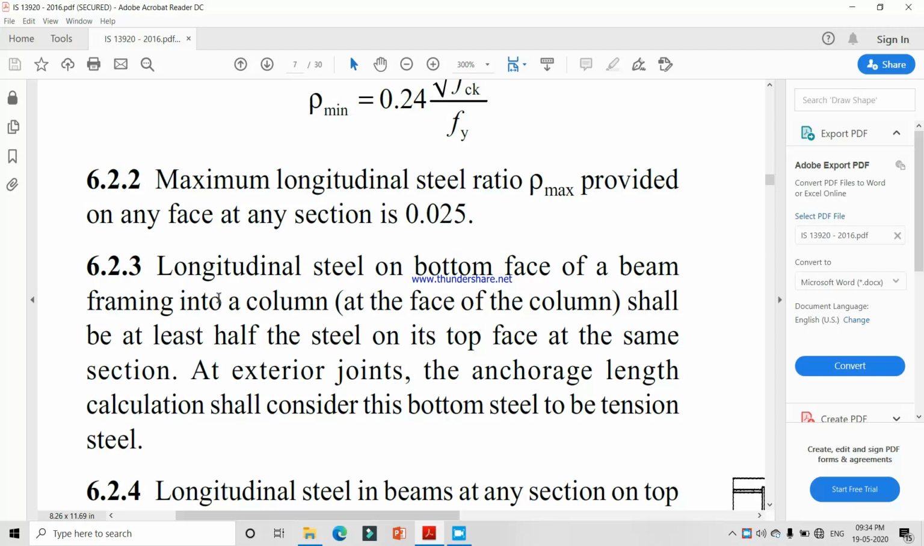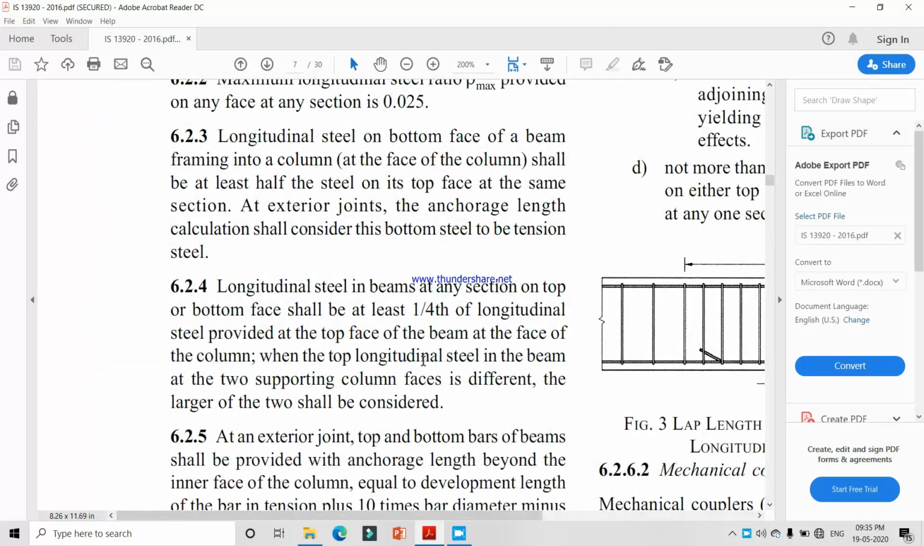What they say is, we provide longitudinal steel on the bottom face of the beam framing into the column, that means at the junction. The longitudinal steel shall be at least half of the steel on its top. That means we provide top steel and 50% of it in the bottom part. For the exterior joint, we have to extend the length, so it will give additional safety.